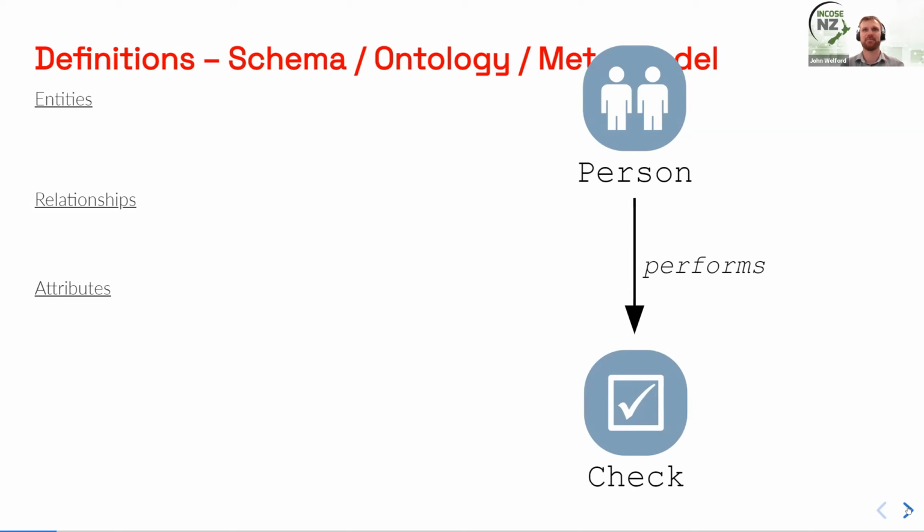So as an example here, if we've got a meta model that has two entities in it, person and check, they might have a relationship that says a person performs a check, and then each of those entities might have attributes on them around their name, their role, the title of the check, or the result of the check. So that would be our meta model.